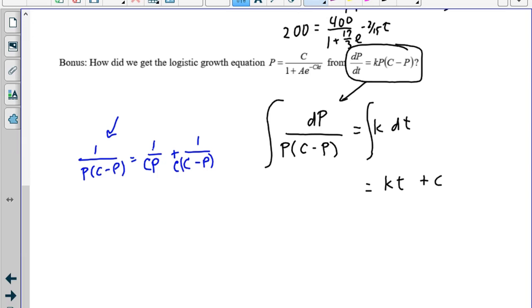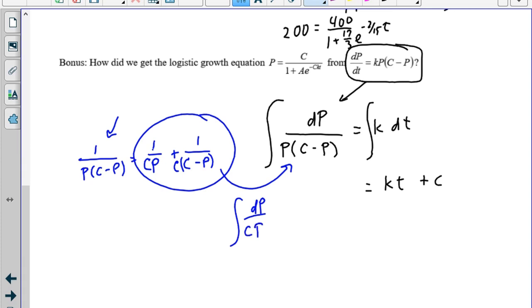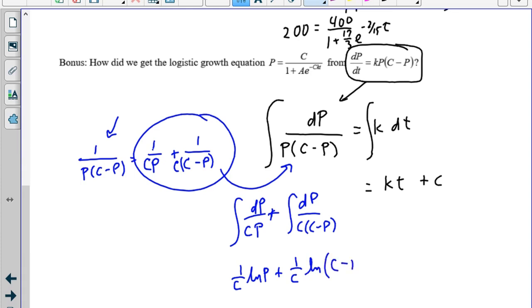And so now what I can do is I can take this and I can rewrite this integral as dp over cp plus dp over c times c minus p. Remember that c is a constant, so this ends up being 1 over c natural log of p plus, and p is the absolute value, but remember this is a population, so it's always going to be positive anyway.